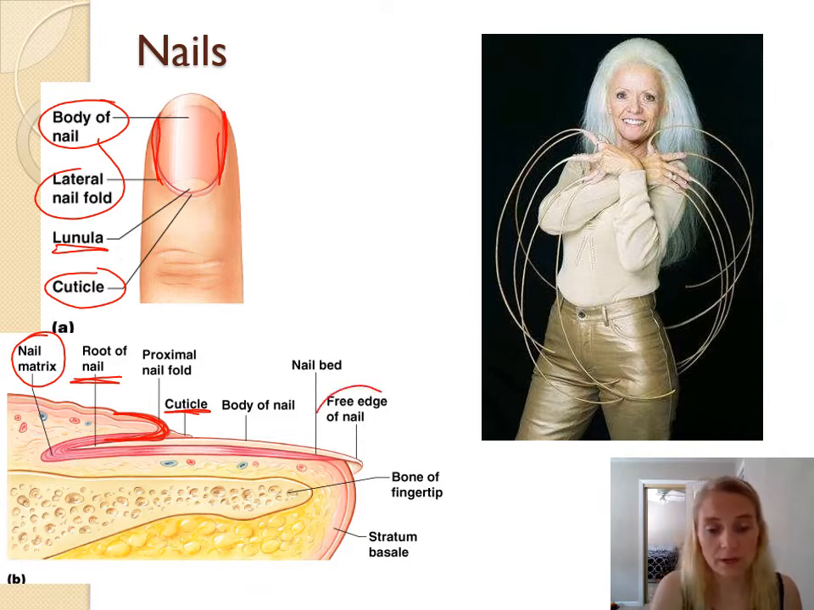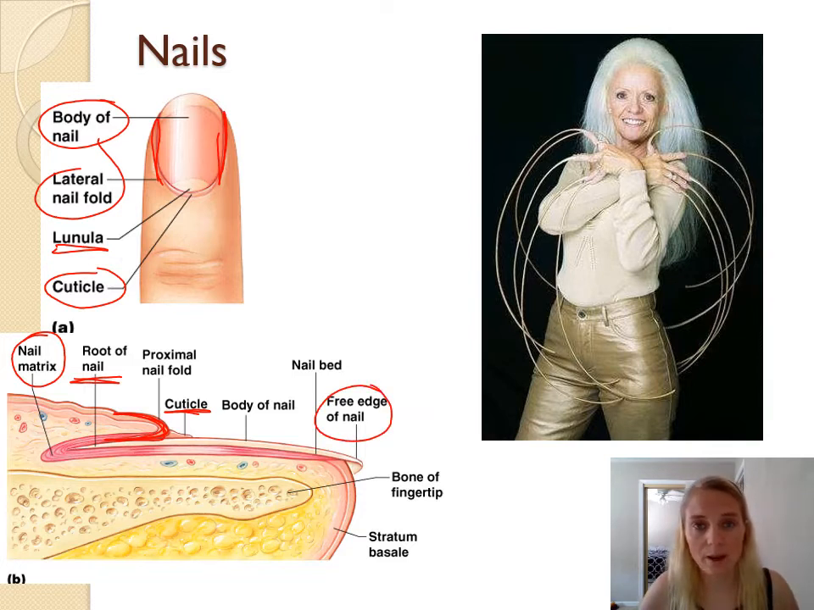And then just the free edge is what you tap, the free edge of your nail. All right, so those are our fingers, and it's going to be the same for your toes. So those are our accessory structures.